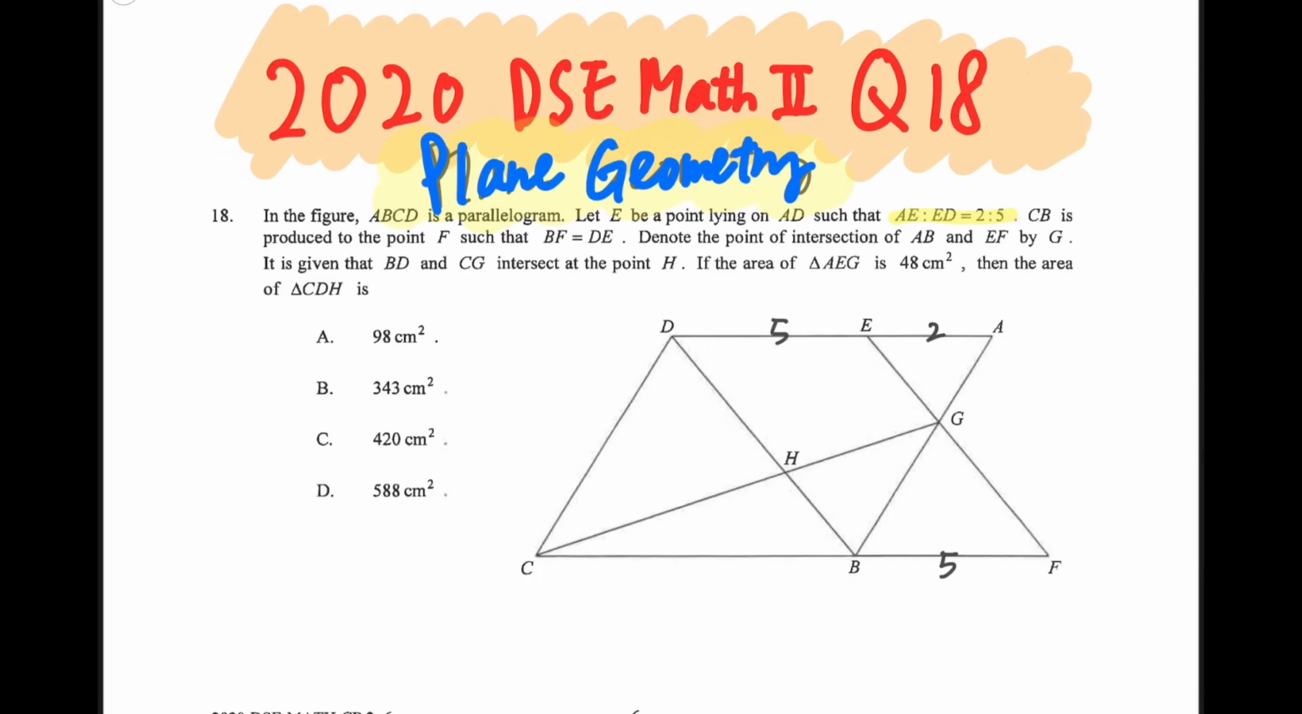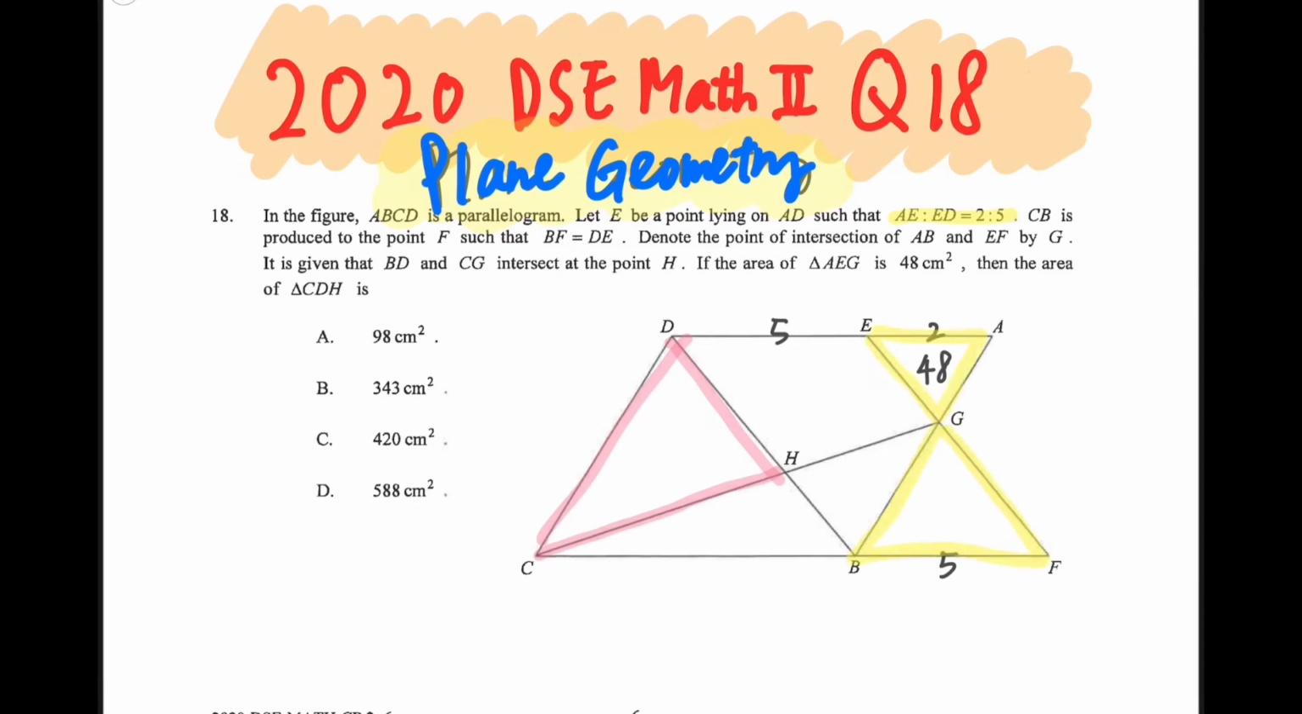We know the area is 48 for triangle AEG. So we need to find our final target, CDH, at the end. So here is our final target, to look for this area. To begin with, we would like to start from this triangle, this 48, and also underneath here first.